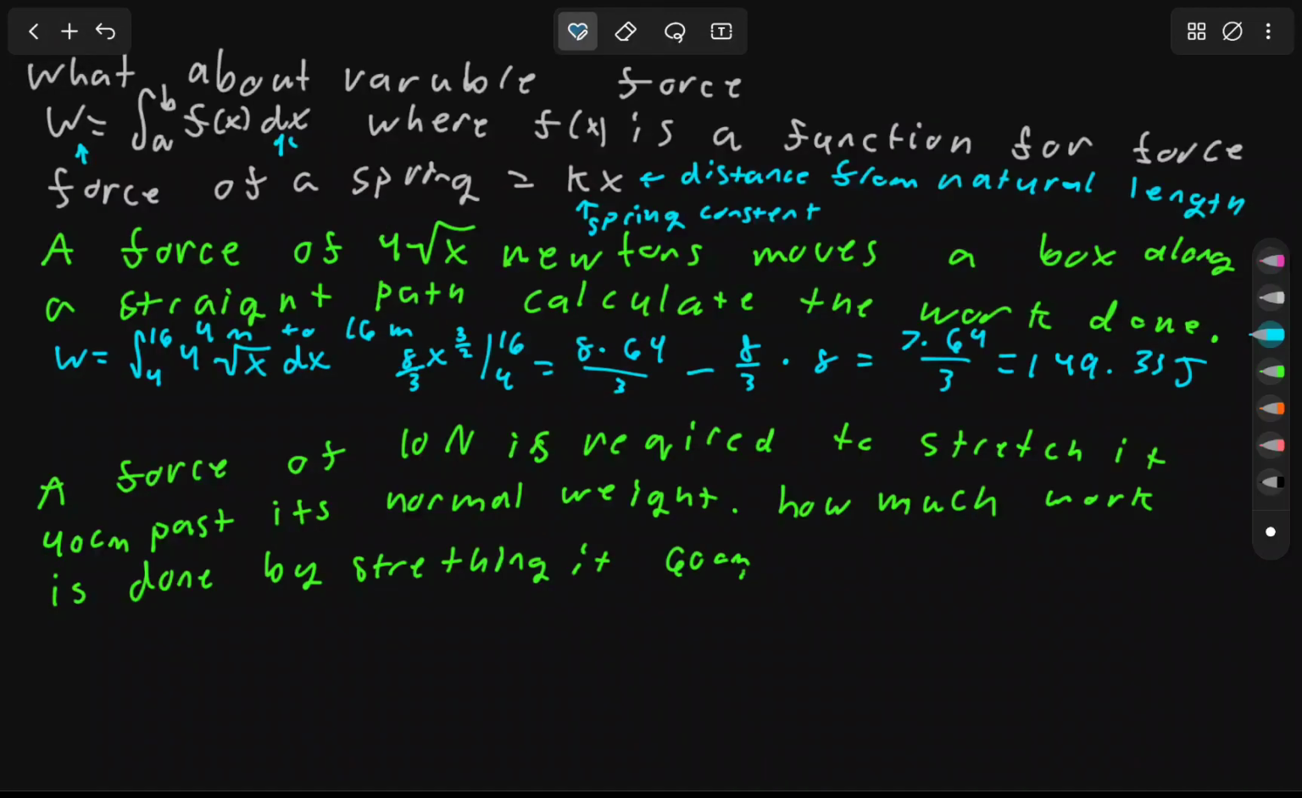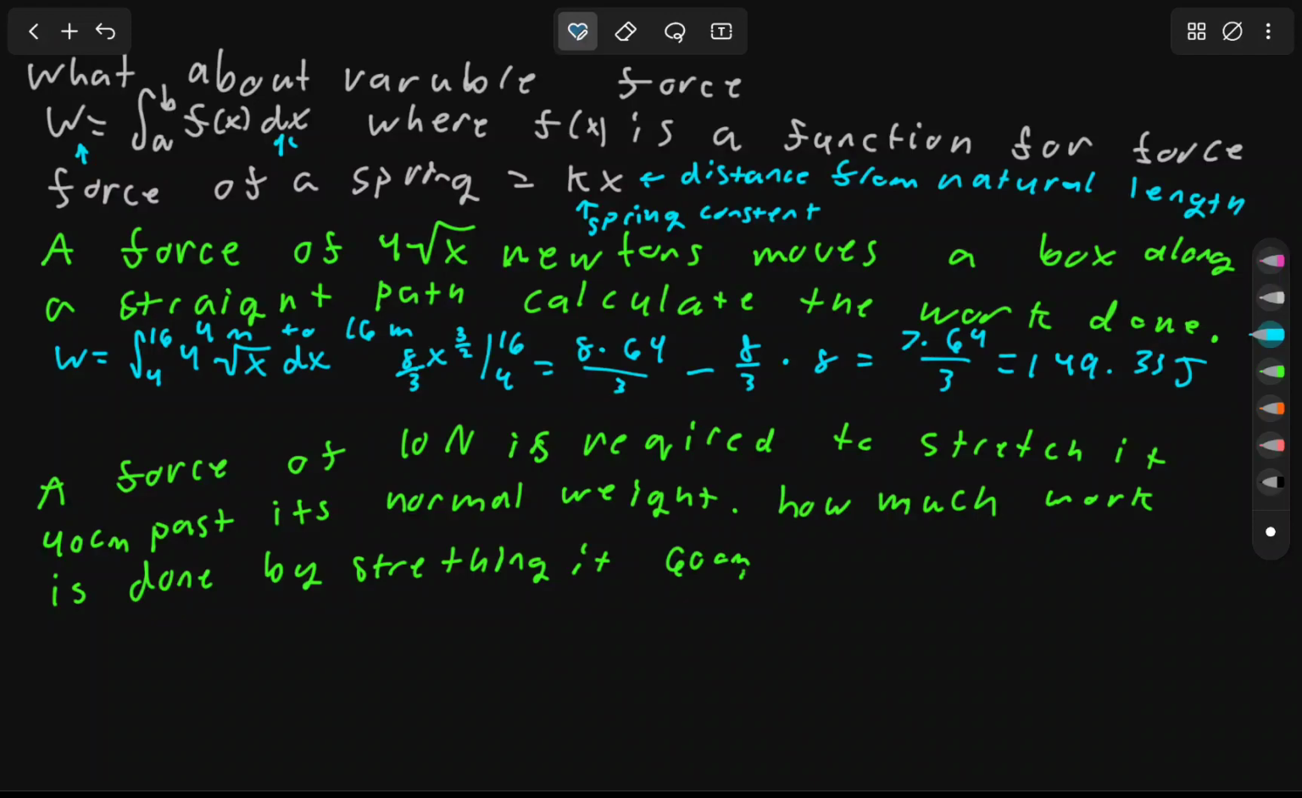So now let's look at a spring. Springs exert forces on objects because they want to return to what's called their natural length. So I want you to think for a moment. If you stretch a spring, it's going to take more and more force to stretch it out. In physics, the length of the spring where we're not stretching it at all is the natural length.